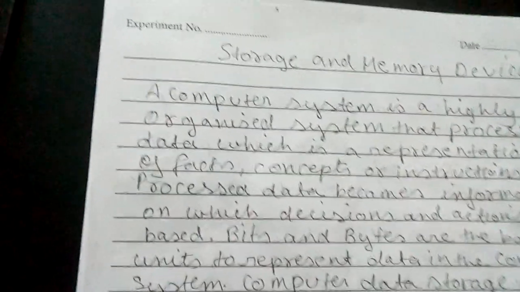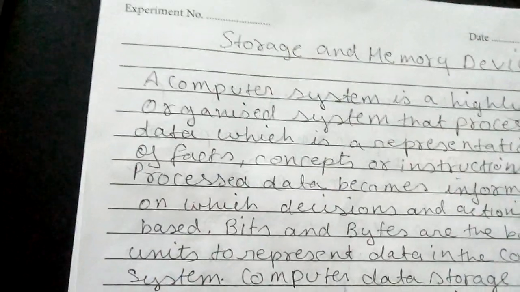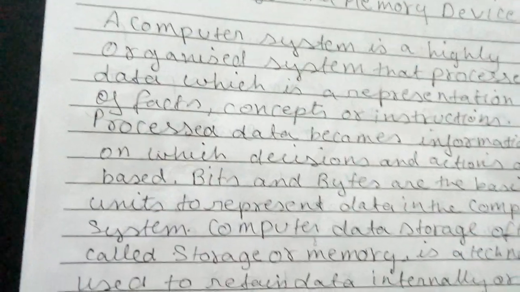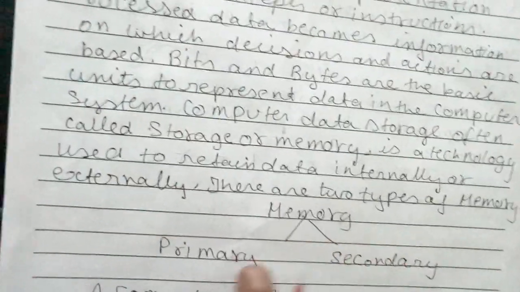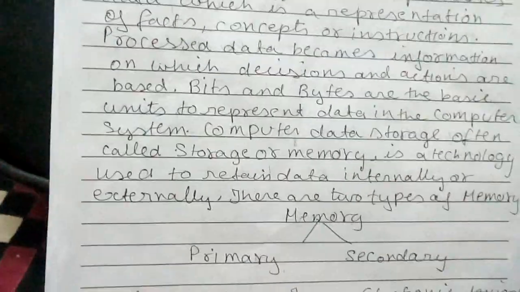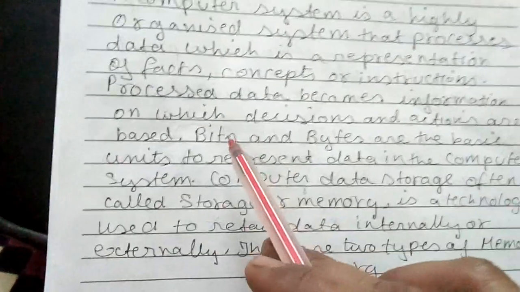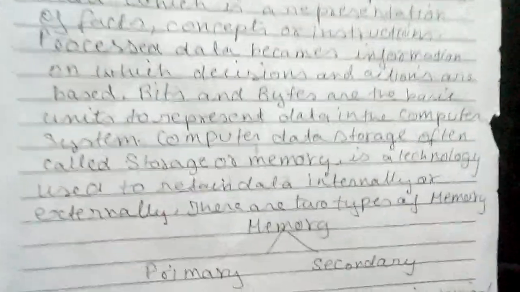Computer data storage is often called storage or memory. Memory is a technology used to retain data internally or externally. There are two types of memory, that is primary and secondary. So now, we have seen data, information and processing.